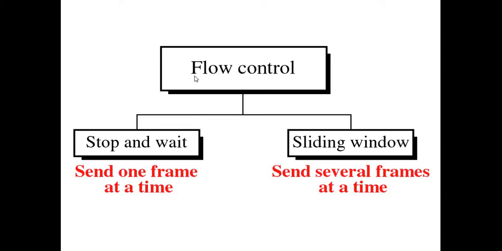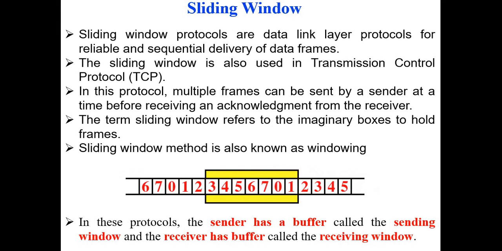In data link layer flow control, we have the stop and wait protocol and the sliding window protocol. Stop and wait we have seen already: we send only one frame at a time, get an acknowledgement for that frame individually, and only then will the sender send the next frame. Now the sliding window protocol: several frames can be transmitted at the same time. It's called the sliding window protocol.